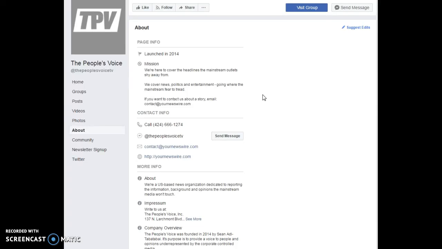But here's the thing about the mission statement. If we really closely read it, this first sentence right here is a huge clue about what kind of publication Your Newswire and the People's Voice is. It says, "We're here to cover the headlines the mainstream outlets shy away from." That tells us that this is not a mainstream news media outlet, which means that they're not going to be delivering the hard news like the New York Times or the Washington Post are going to. This is going to be more along the lines of conspiracy theories and more outside the mainstream news. That can be a bad thing. Let's go back to the website.